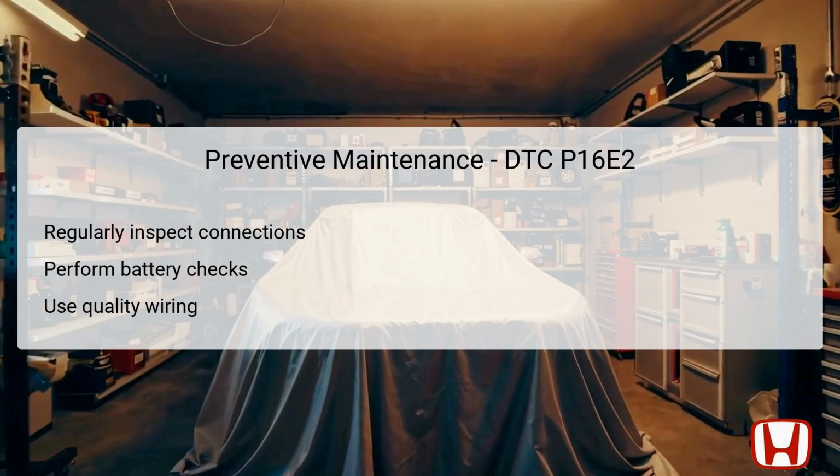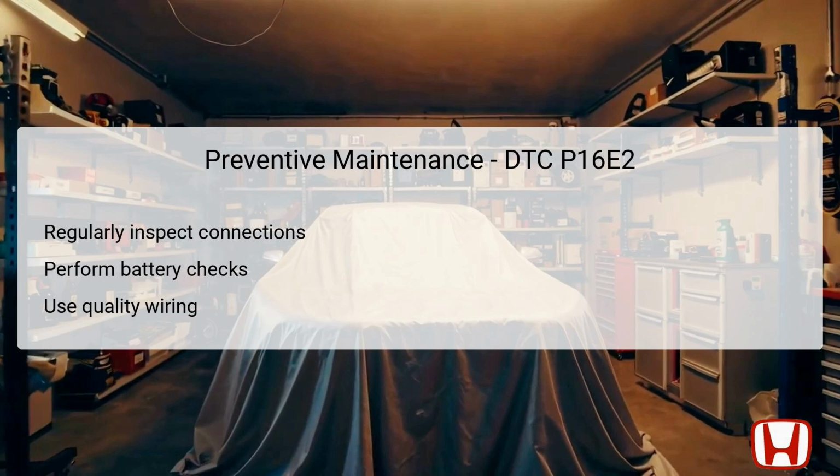To prevent the recurrence of DTC P16E2 and ensure continued reliability, implementing a regimen of preventive maintenance is vital. Regular inspections of electrical connections, particularly those on the alternator and the PCM, can help identify any loosening or corrosion before they lead to failure.